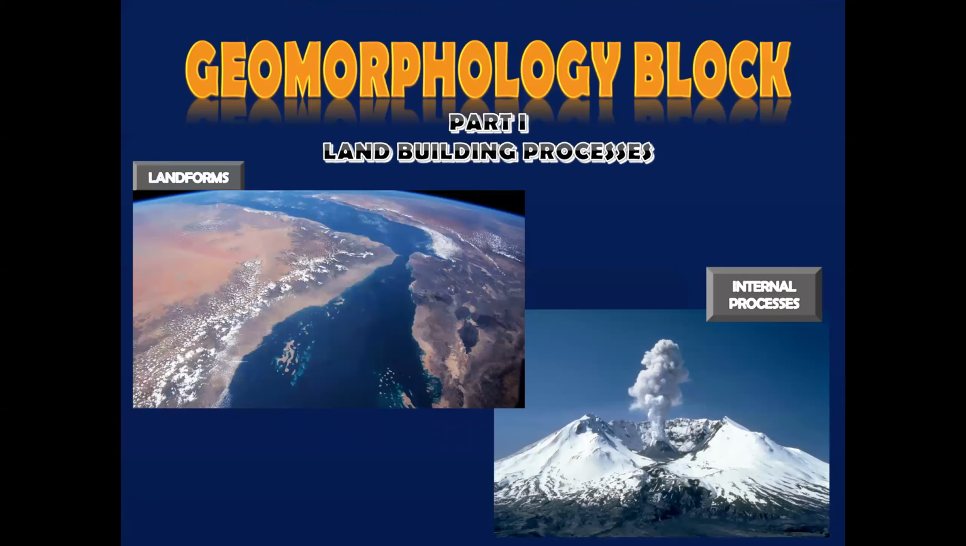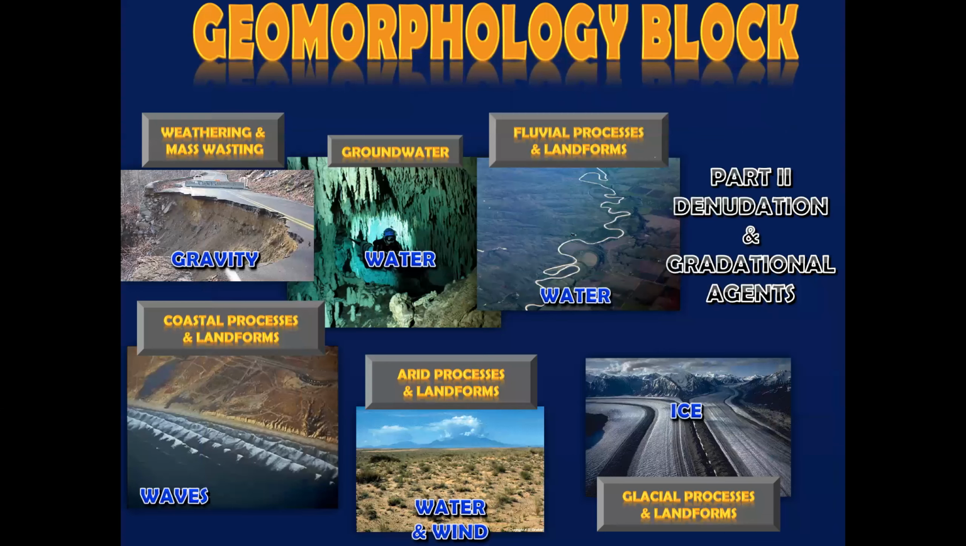So again, part 1, building processes: volcanoes, tectonics, all that kind of thing, how the earth shapes and changes shape over time. And then of course, part 2, or the more encompassing part, dealing with water, wind, gravity, water in the form of ice and snow, meaning glaciers, and wind in deserts, and waves near coastlines. So that's really part 2 of the block.